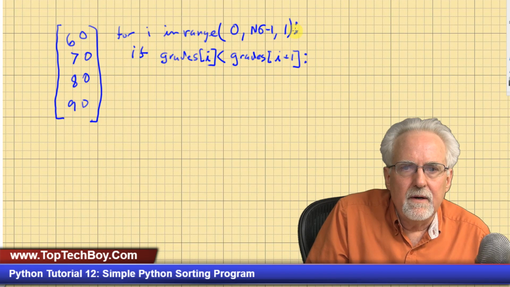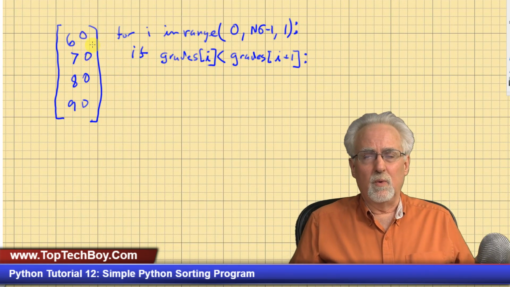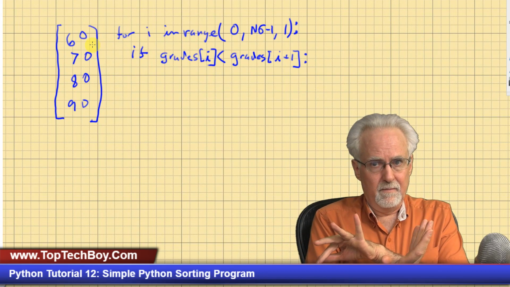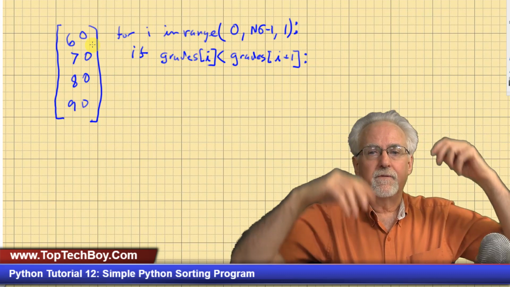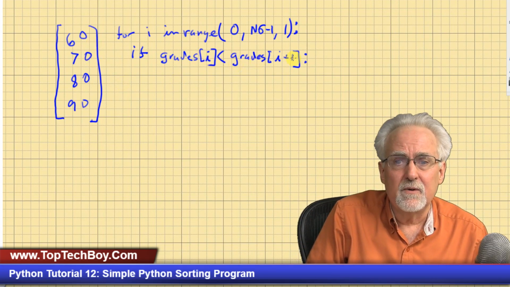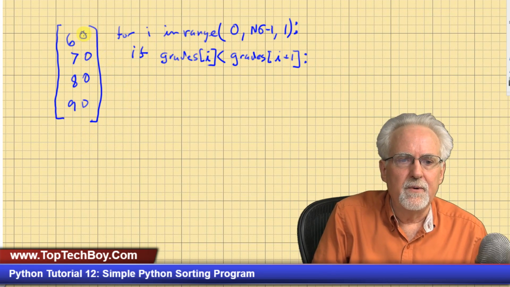All right, so if this one is less than this one, what do we want to do? We want to swap them, because you want the bigger numbers first. And so then I would say if grades of I is less than grades of I plus 1, what would you do? You want to swap those two.